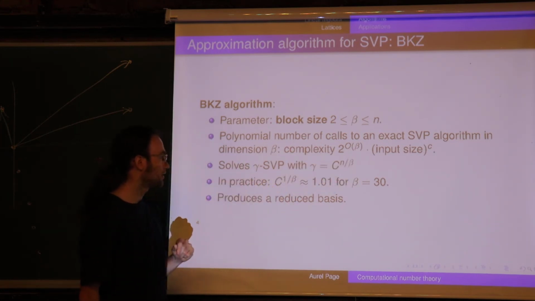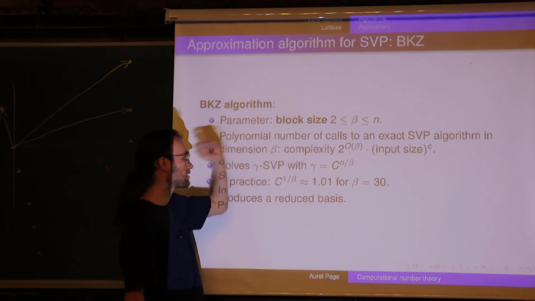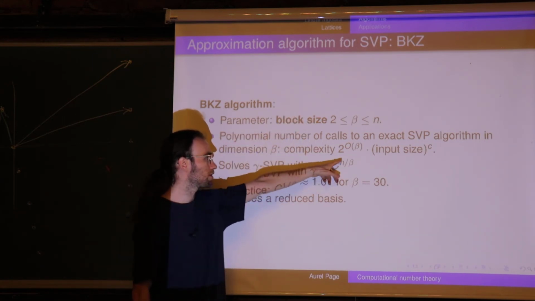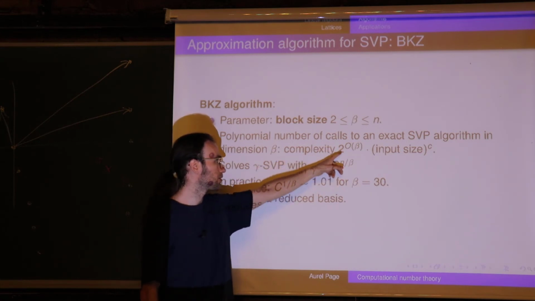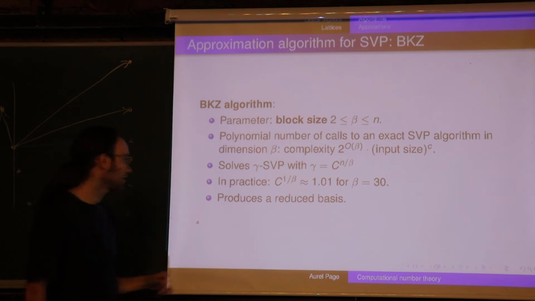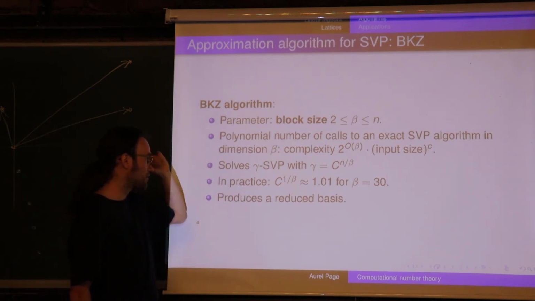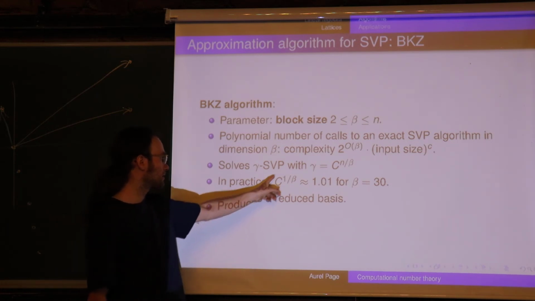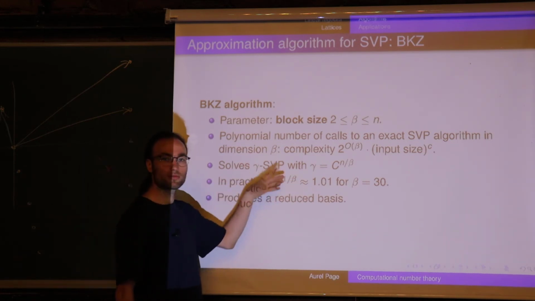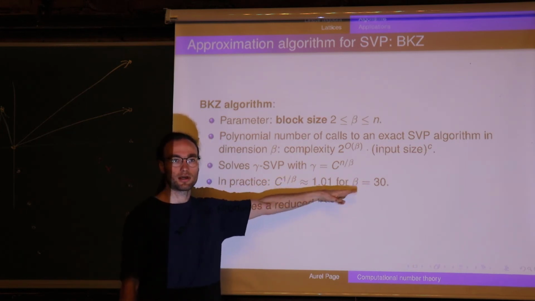Okay, so for instance, if you want something medium, you could take beta that is square root n, and you would get exponential in square root n in time exponential in square root n as well. So just to give you an idea, in practice, you get this C to the 1 over beta is approximately 1.01 for block size 30, which is something that you can actually use.